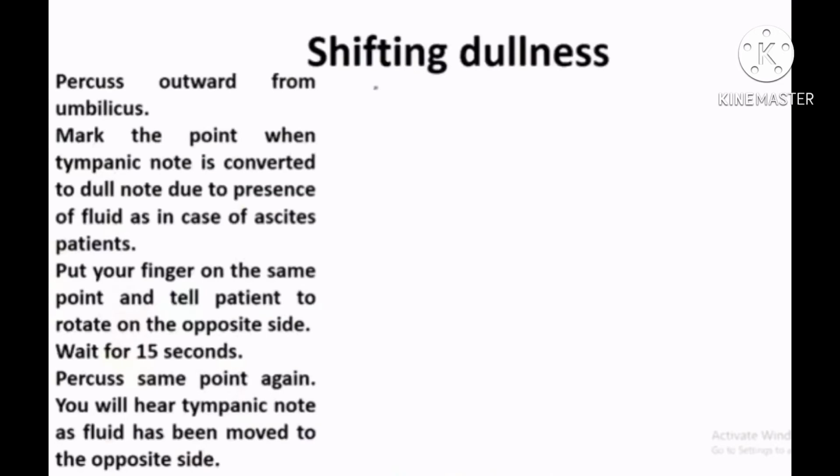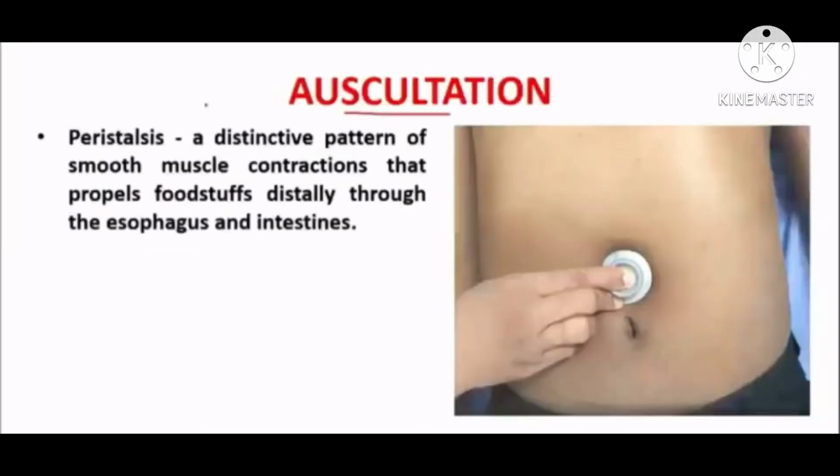Shifting dullness. Percuss outward from the umbilicus. Mark the point when the tympanic note is converted to a dull note due to the presence of fluid, as in the case of ascites patients. Put your finger on the same point and tell the patient to rotate to the opposite side. Wait for 15 seconds. Percuss the same point again. You will hear the tympanic note as fluid has moved to the opposite side.